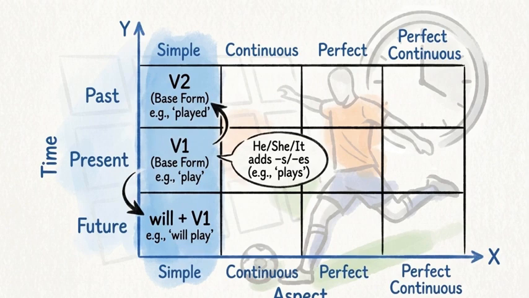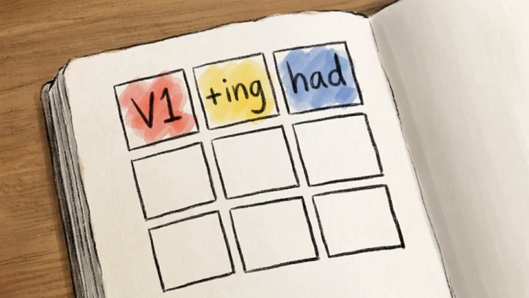For a general habit in the present, we use the base verb, play. If that action occurred yesterday, we move to the past row and use the second verb form, played. If it occurs tomorrow, we move to the future row and add will to the base verb. Organizing tenses this way reveals that language follows a predictable, interlocking pattern rather than a list of isolated rules.